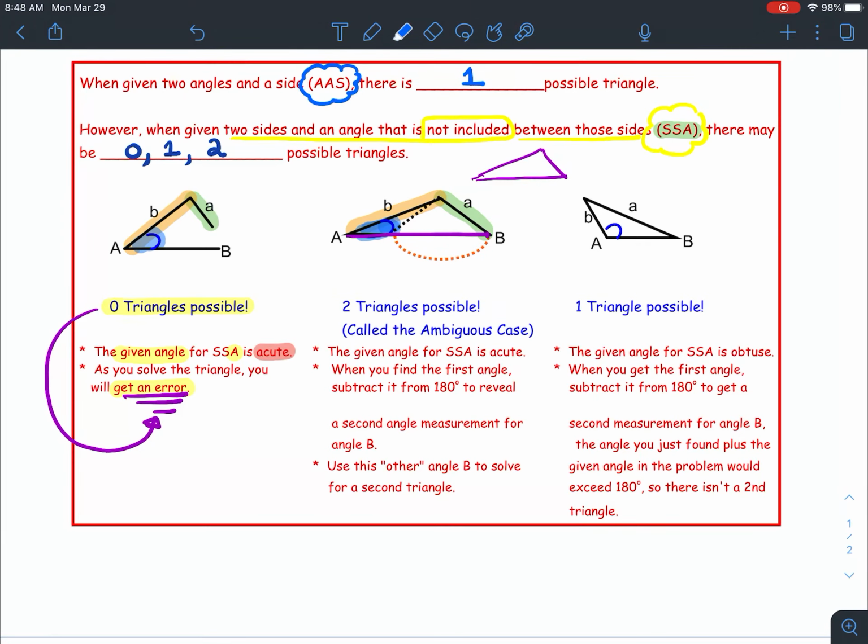Okay, now here's how you know if you're going to have 2 triangles. Okay, once again, the given angle that you start out with in the problem has to be acute. So that's the same situation as when you have no triangles possible. Okay, but here's what you're going to do. You're going to find your first angle, and once you have the first angle, you're going to subtract it from 180 degrees to reveal the second angle in your triangle for angle B.